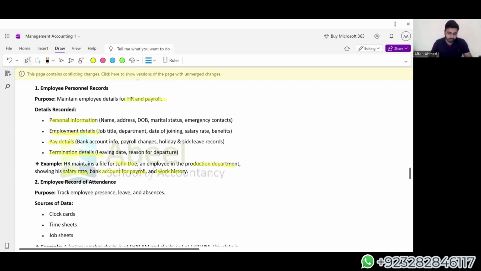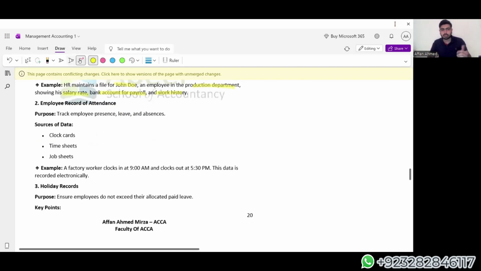Then we have our employee attendance record. So we have discussed what an attendance record is. It's pretty obvious. To track the presence of the employee and leaves of the employee in the organization. Now, source of data will be clock cards, timesheets, and job sheets. A factory worker clocks in at 9 a.m. and clocks out at 5:30 p.m. This data is recorded electronically.